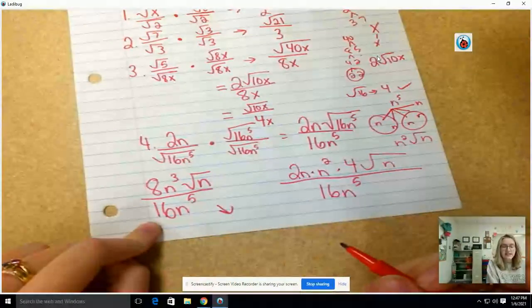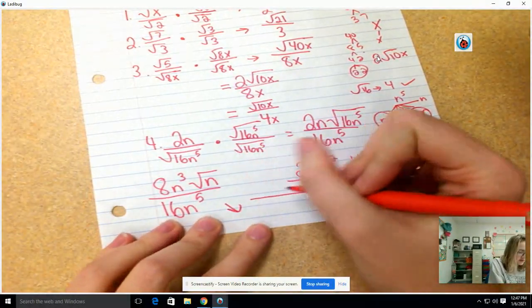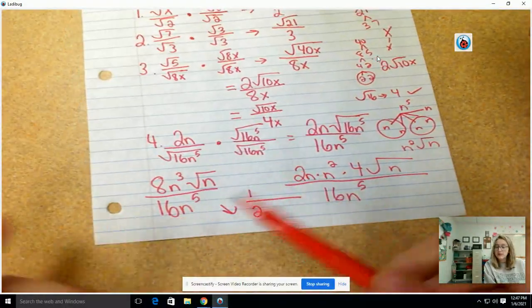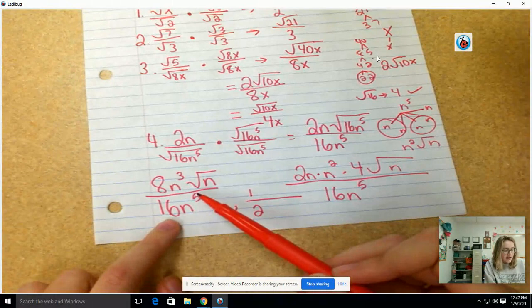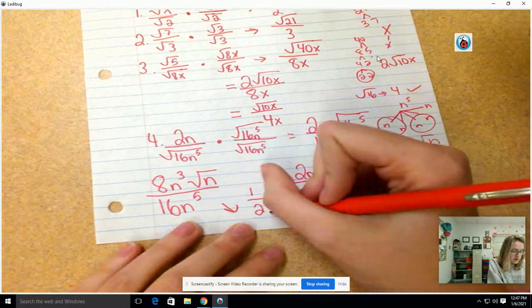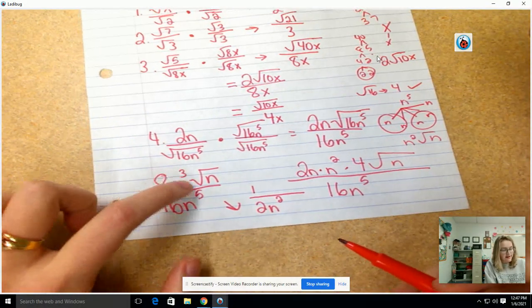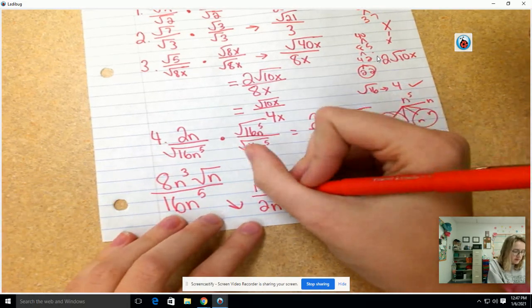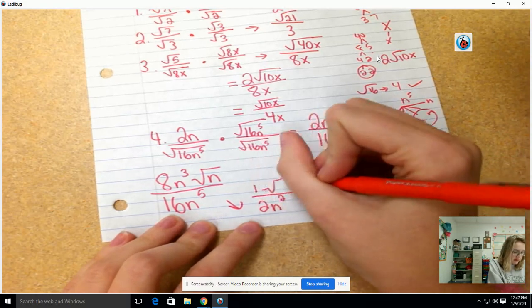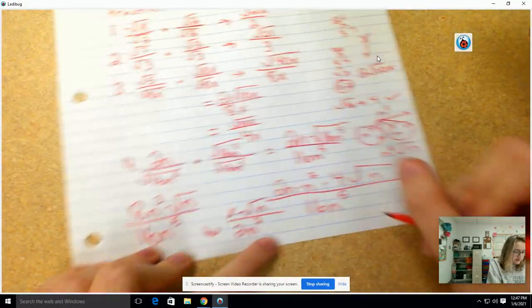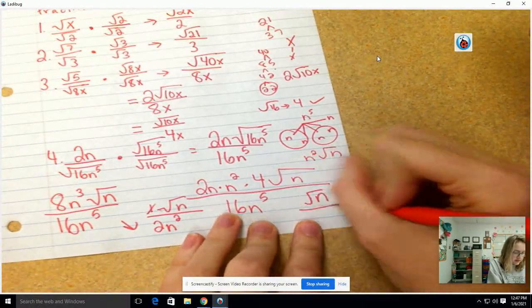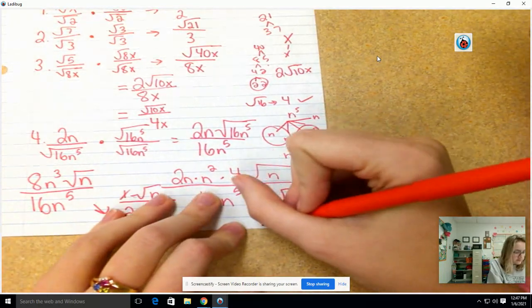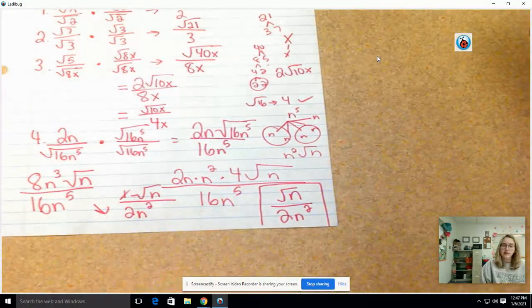8 divided by 16 is going to give me 1/2, so it's going to be a 2 on the bottom, a 1 up here. For the exponents, whichever one is bigger is where you're going to start. So 5 minus 3 is going to give me 2, or you can think about it as 3 minus 5 is negative 2. Can't have negative exponents, so I have to bring it to the bottom. And radical n stays up top. So it's going to be radical n over 2n squared, and that would be our answer for that one.